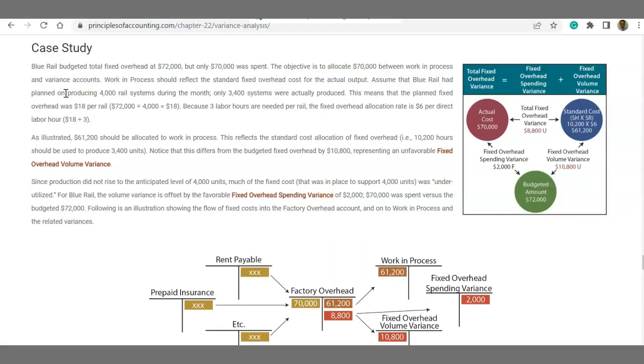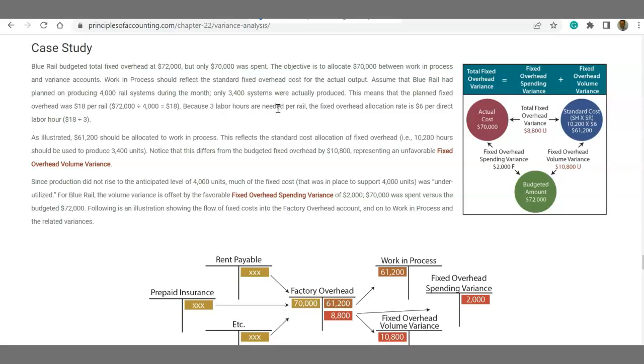Assume that Blue Trail had planned on producing 4,000 rail systems for the month. Only 3,400 systems were actually produced, okay? So they were thinking about 4,000, but they did only 3,400. This means that the planned fixed overhead was $18 per rail, which is $72,000 divided by 4,000 planned rail systems. That's $18 per rail.